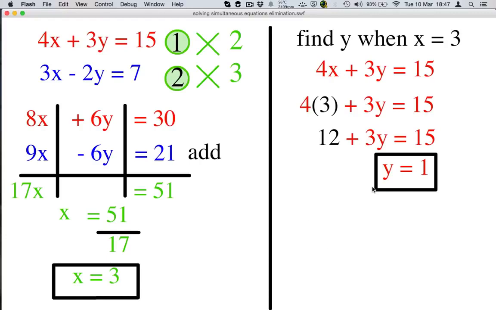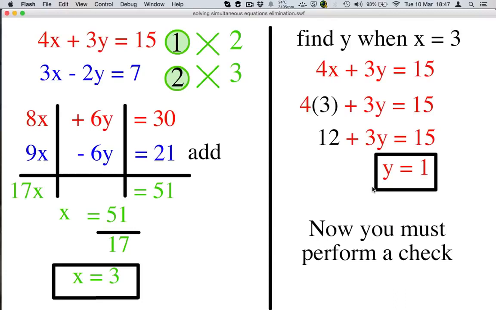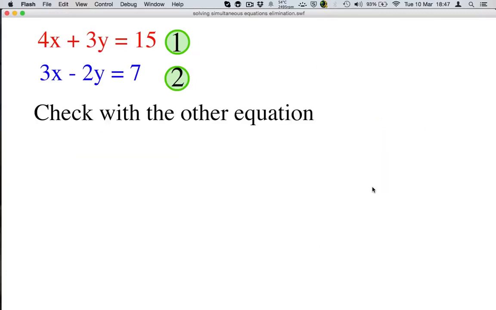However, we need to check it, and you should always perform a check. So take your equations, and instead of using the red equation to find y, we're now going to use the blue equation. So always use the other equation. X was 3, y was 1.